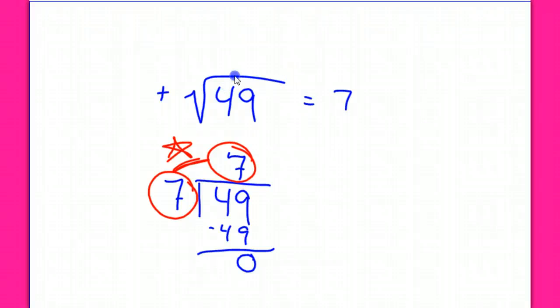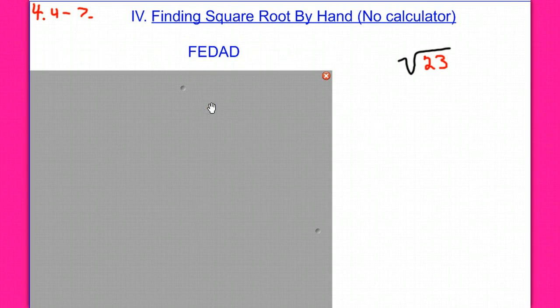Well, we're going to use this idea that the divisor and the quotient are the same when finding a square root. Okay? So let's go back to the square root of 23. The square root of 23, wow, that's not a perfect square. So we're going to use a method that some of my previous students helped me name FEDAD. You will learn FEDAD. And FEDAD begins with the F.